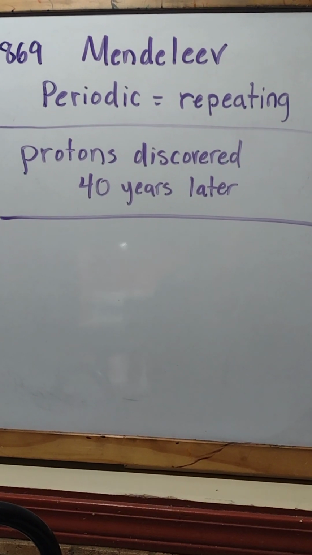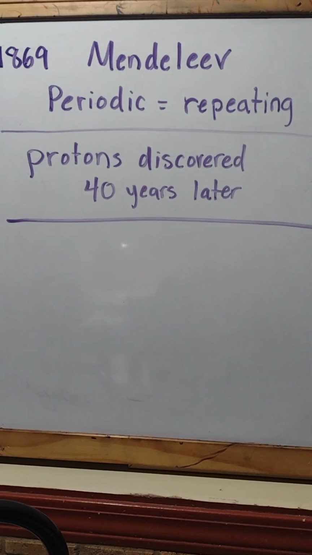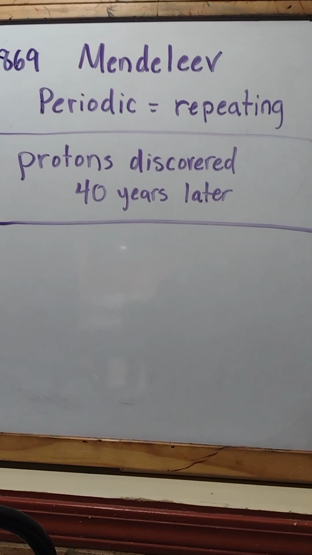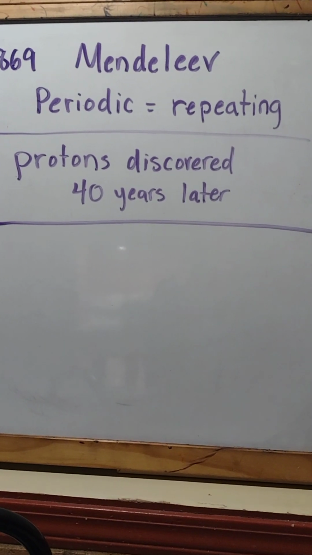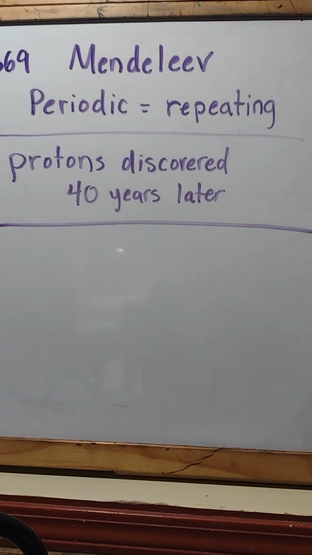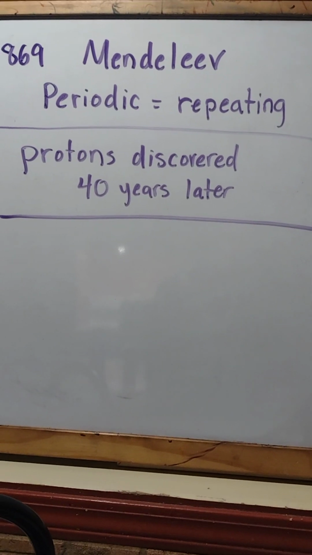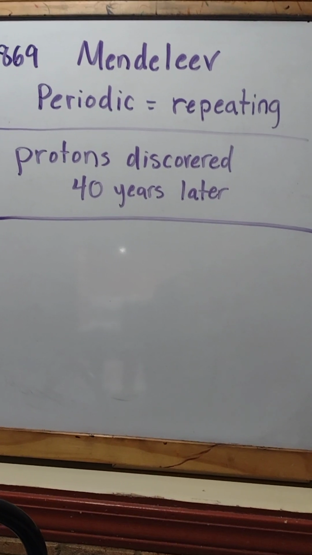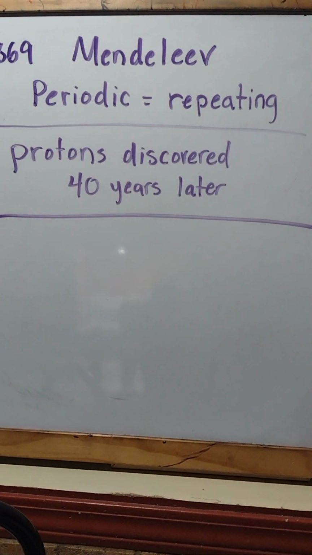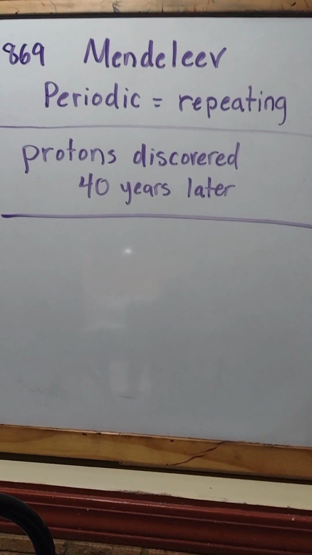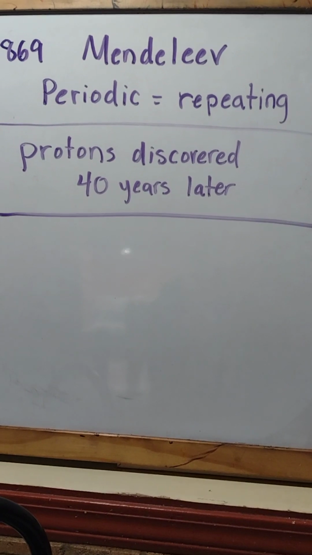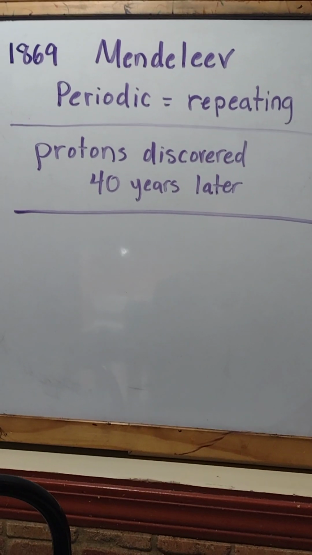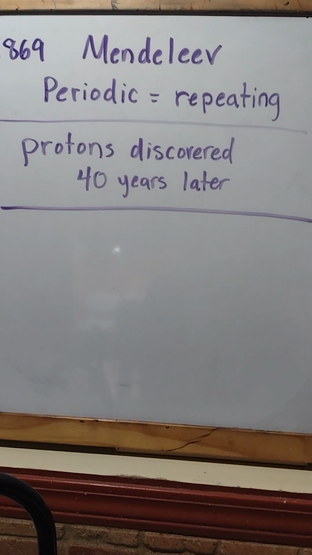So periodic means repeating, and he organized the known 63 elements at that time in increasing order by atomic mass. So the periodic table was organized by repeating patterns that he found. And he left gaps where he predicted that there would be elements still to be discovered. And later, 40 years later, the protons were discovered. And so now we have the modern periodic table, and it works pretty much the same way that Mendeleev came up with. So he was very intelligent.